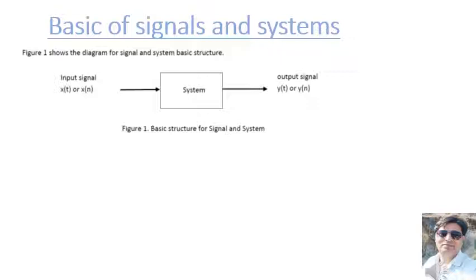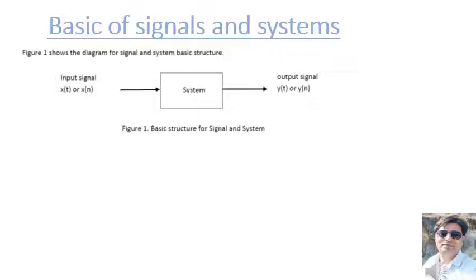Now suppose this system has only a single input and a single output. This type of system is called a single input, single output system. When we have more than one input, it is called a multiple input, single output system. When we have one input and multiple outputs, it is called a single input, multiple output system. With multiple inputs and multiple outputs, it is called a multiple input, multiple output system.